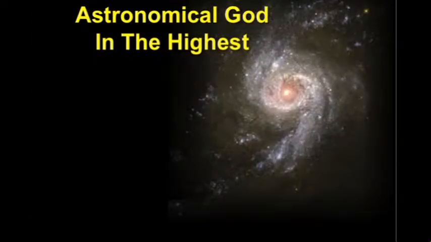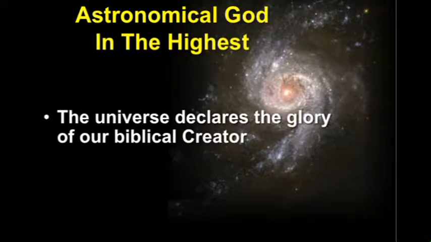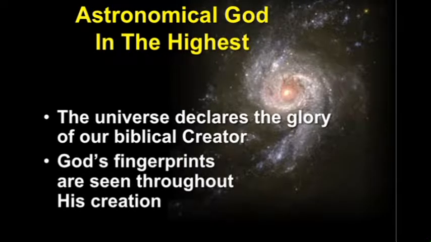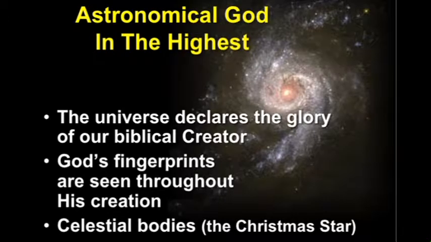As we're told in Scripture, I will praise thee, for I am fearfully and wonderfully made. I want to talk today about astronomical God in the highest. I want to show you that the universe declares the glory of our biblical Creator, that God's fingerprints are seen throughout His creation, from inside of a cell to the deepest parts of outer space. And I want to discuss some of the celestial bodies made on day four. And I also want to talk about the Star of Bethlehem, the Christmas star.